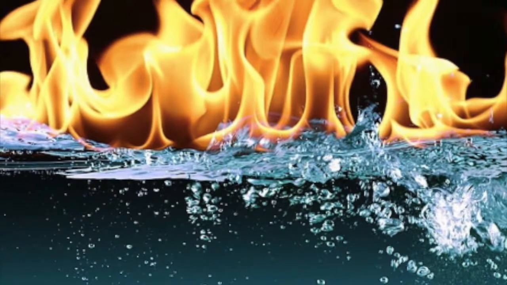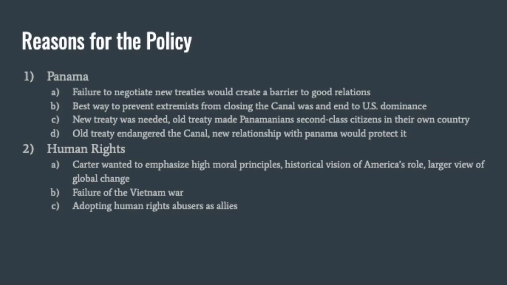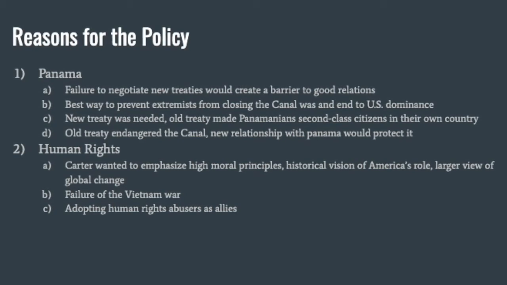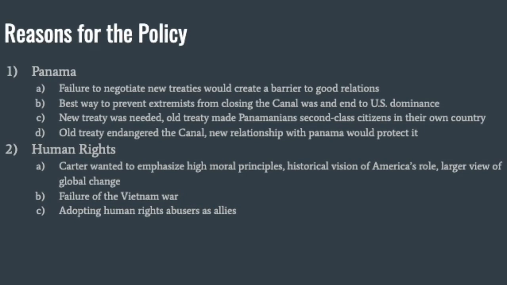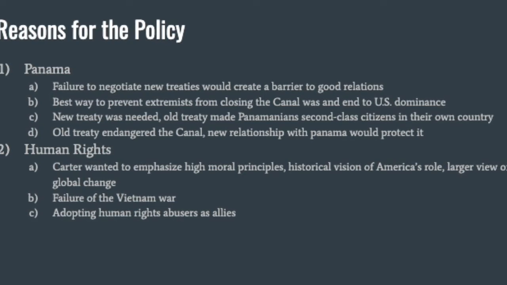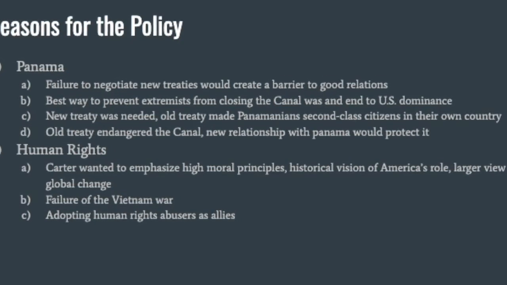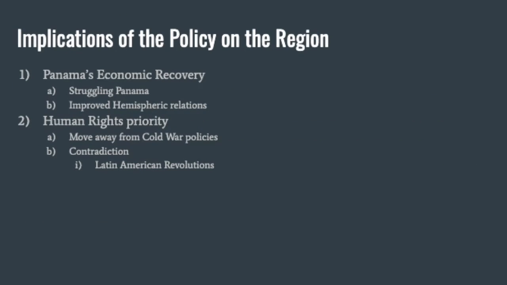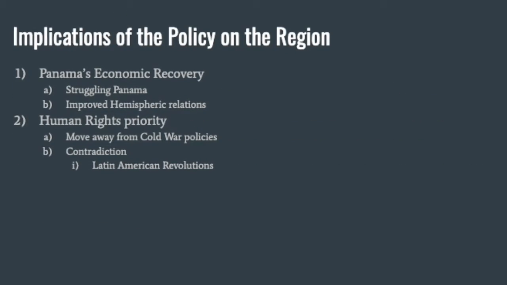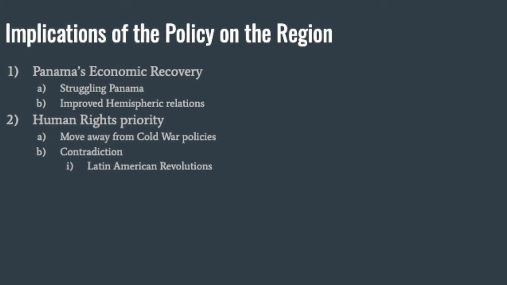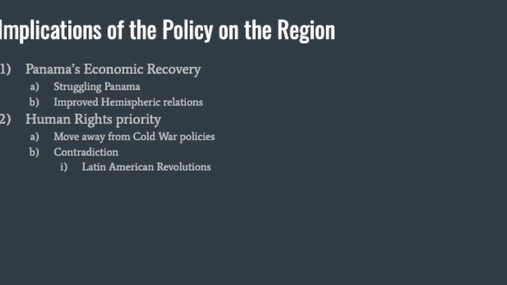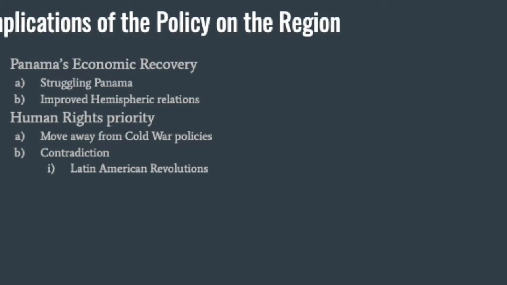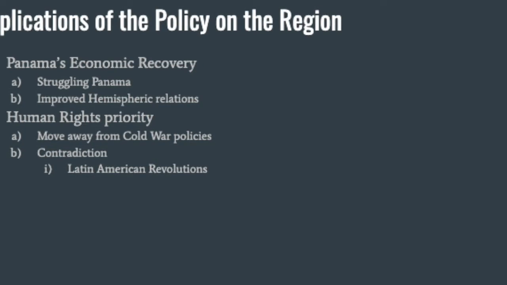He wanted to put an end to the human rights abusers as allies. The U.S. had a long history of doing this, as seen in the Vietnam War for one, as well as the Korean War. The Panama Canal Treaties and also the human rights priority had several implications on the region, two main ones being Panama's improving hemispheric relations and also setting the precedent for the United States.